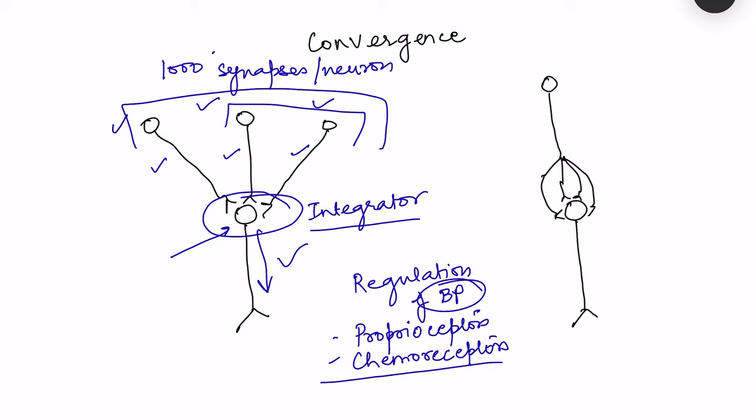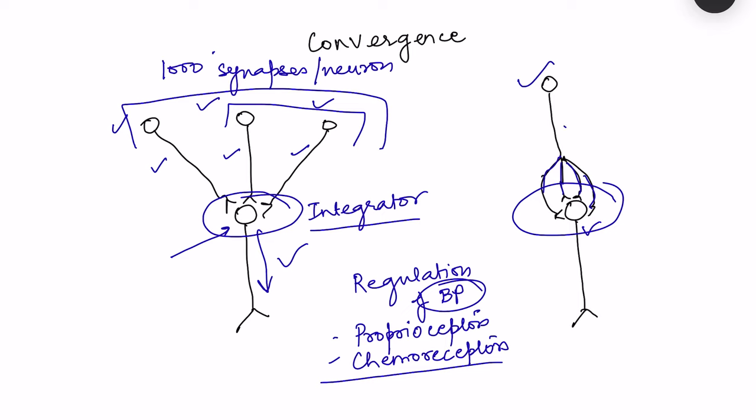So here this diagram is showing convergence from a single source. You see what I have drawn here, that this is a single neuron and the axon is dividing into a lot of nerve terminals which are making contact with the single postsynaptic neuron. So one single neuron is making a lot of synapses at the level of the postsynaptic neuron. Now what is the importance of this?